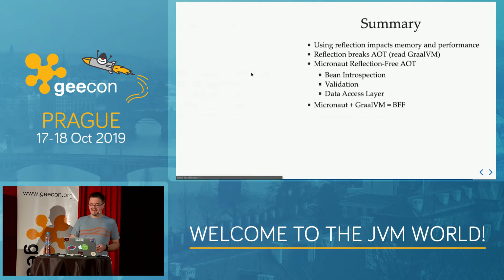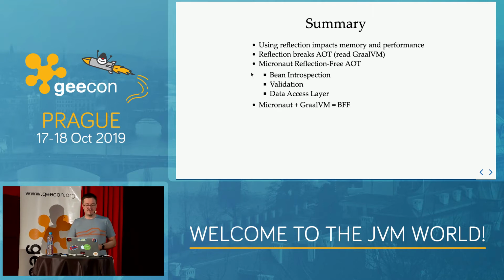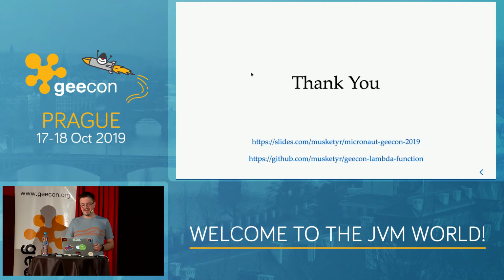Okay, it's a summary, just what I've said before. The main point is probably that reflection breaks these cool new AOT frameworks or tools, and Micronaut and Graal really work pretty well together. I wish I could compile it here, but if you've been here before, it takes really a lot of time, especially on my machine. Okay, thank you.